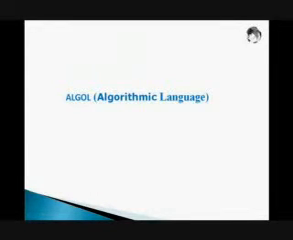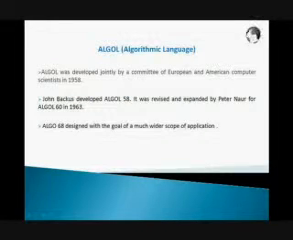The third language we are going to consider is Algol. Algol is one of the second generation languages. Algol is short for algorithmic language. The International Algorithmic Language was extremely influential and is generally considered the ancestor of most of the modern programming languages. Algol was developed jointly by a committee of European and American computer scientists in 1958.